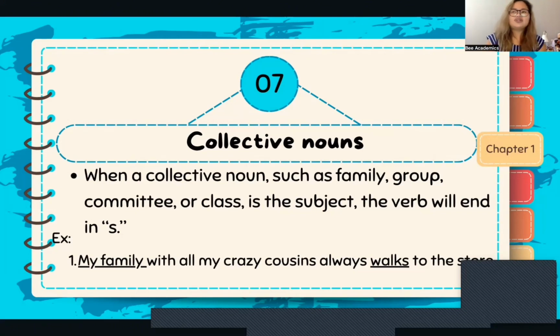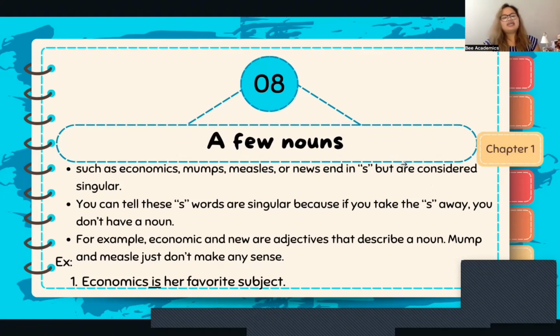Okay. There are some nuisance parts of the sentence that most of the time you have to ignore when it comes to collective nouns. And these are a few nouns, okay, such as economics, mumps, missiles, or news. The nouns that are ending in S but are considered singular. You can tell these S words are singular because if you take the S away, you don't have a noun, or the noun doesn't make sense.